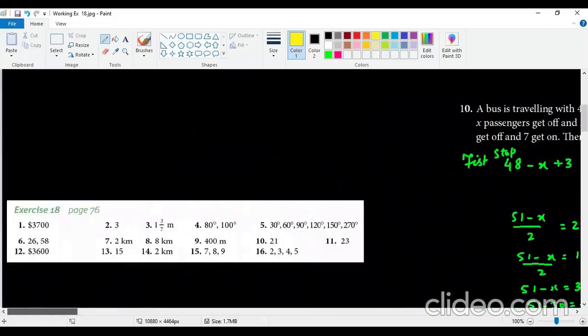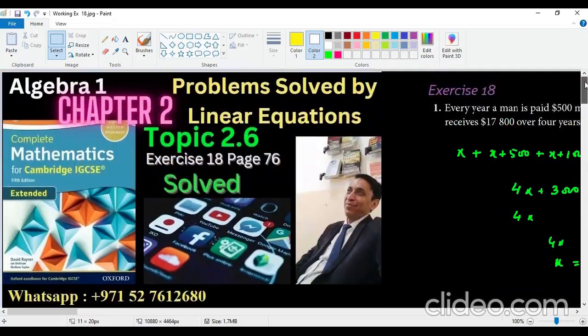Question number 11 has the answer which is 2 only. It's not 23. So I better remove this. Here it is removed. So this is the correct answer. Now, this is the end of this exercise 18. And I wish you all the best.